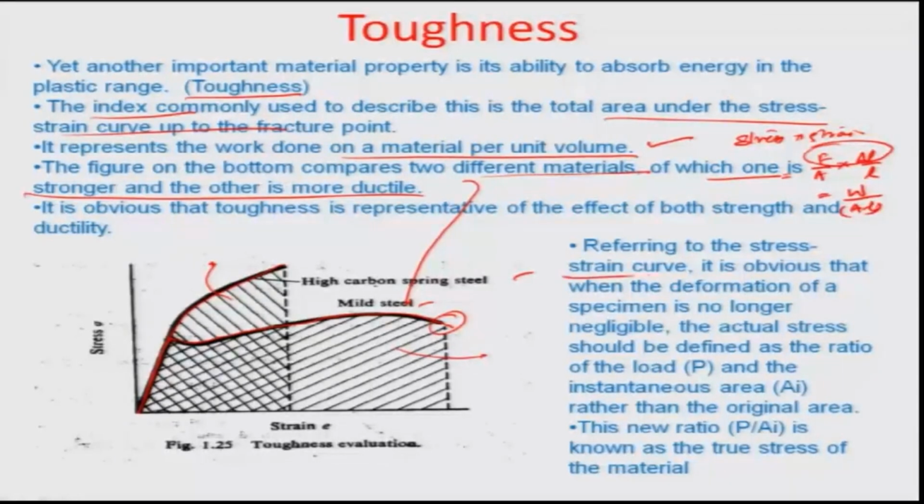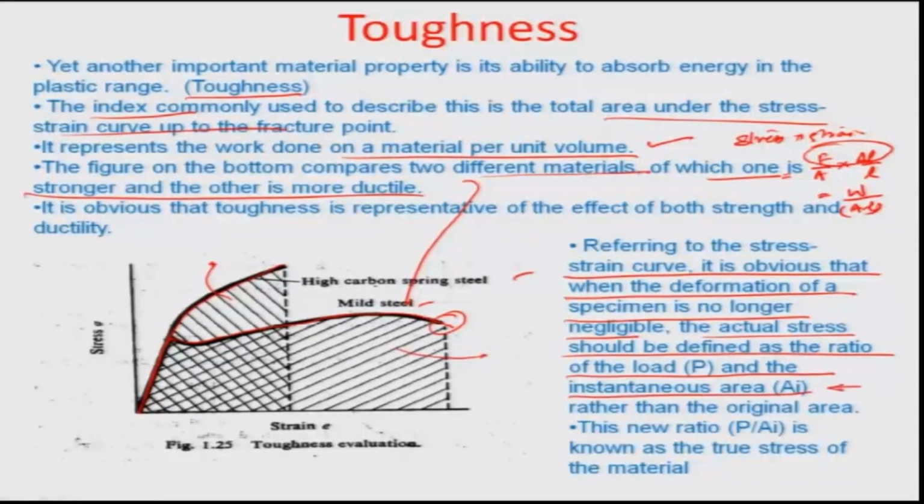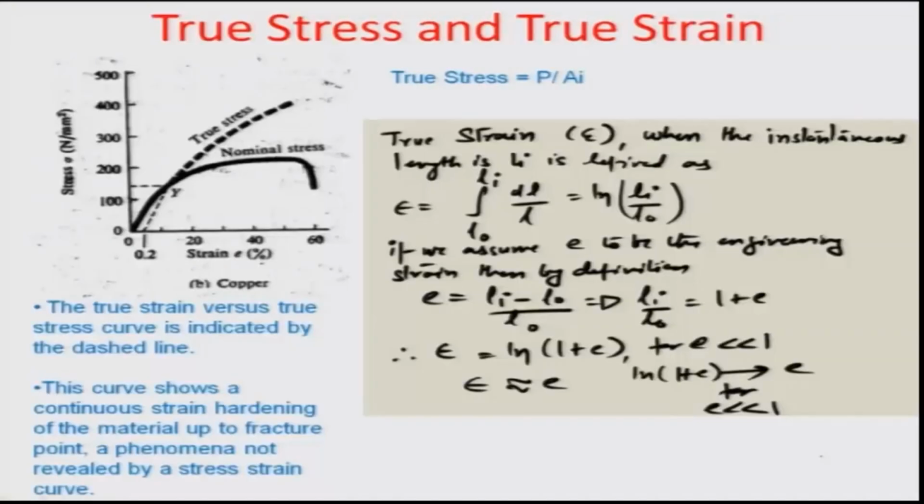Referring to the stress strain curve, it is obvious that when the deformation of a specimen is no longer negligible, the actual stress should be defined as the ratio of the load to the instantaneous area A_i, and this is typically known as the true stress of the material, just as we defined the engineering or nominal stress as the applied load per unit actual cross sectional area without any changes to that area. But in this particular range, when there is a change in the area, the instantaneous area is going to be much different than the original area, and so P by A_i is the new ratio, known as the true stress of the material.